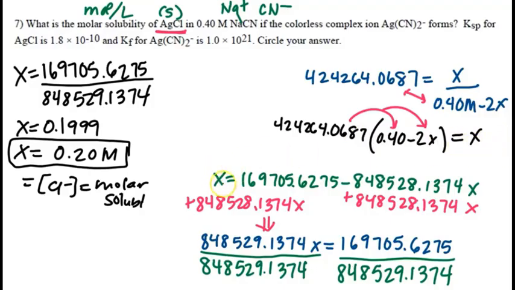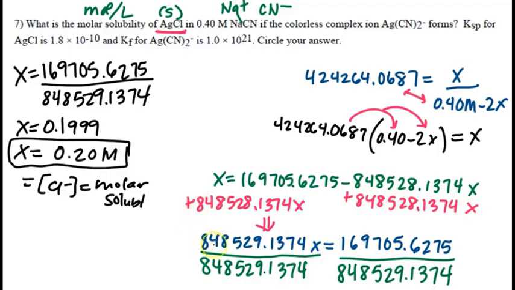So I'm going to have my x is equal to 169,705.6275, which is what you get when you take this number multiplied by 0.40 and subtracted by 848,528.1374, which is going to be the number that you get when you multiply this number by 2. And then, of course, x is going to be left over. Now, the goal is to isolate x so we can solve it. So I'm going to add 848,528.1374x to the other side.